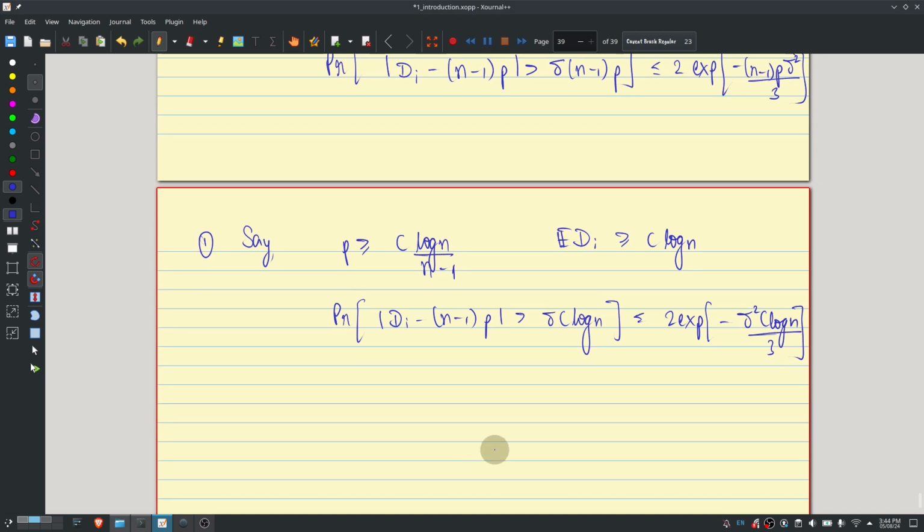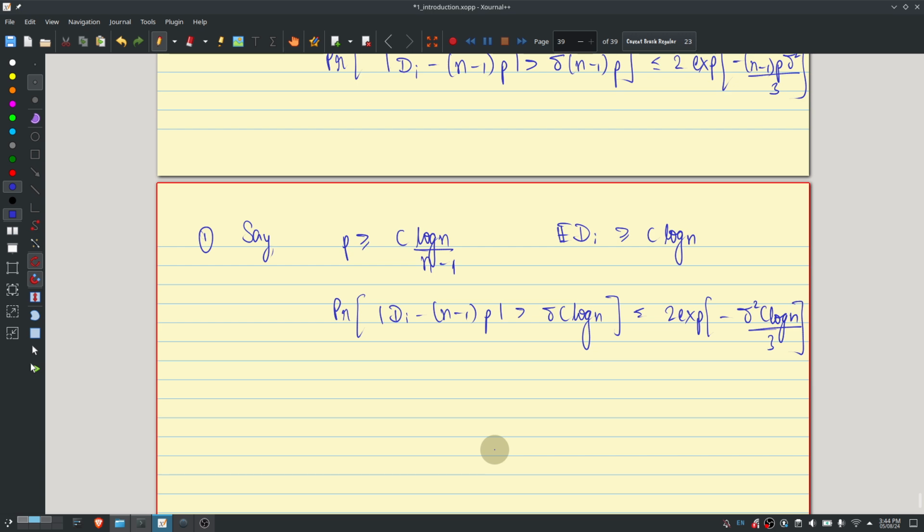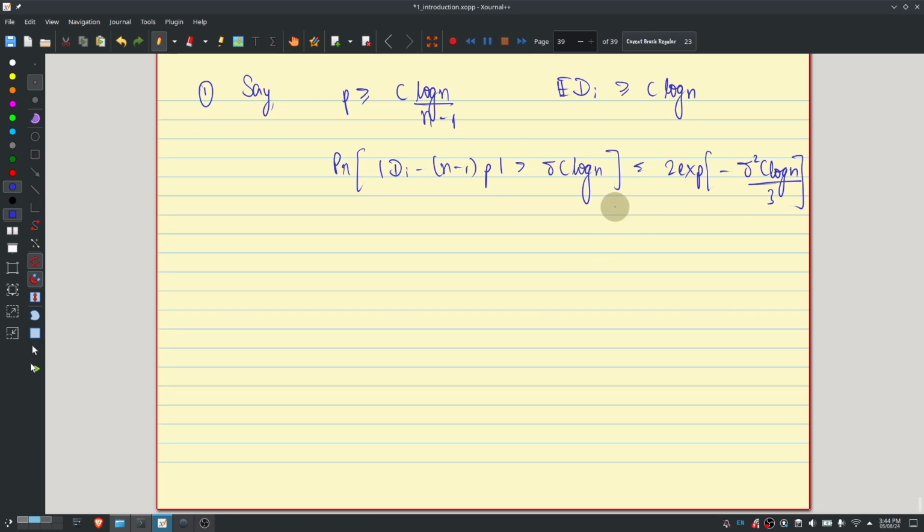Right, any questions? Okay, so let me write this out a little differently. This is equal to 2 times e raised to log n whole to the power minus delta square c divided by 3.